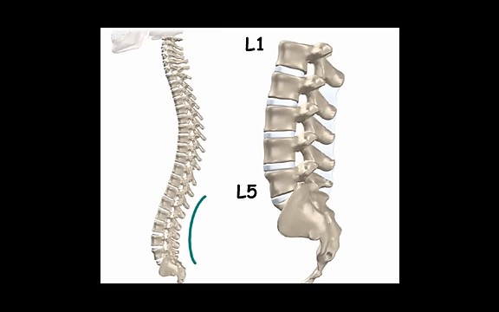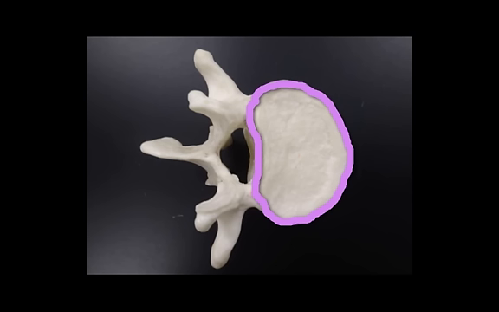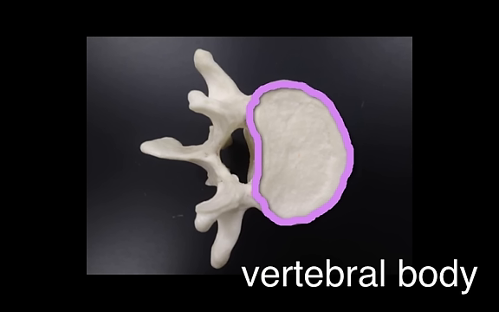There are 5 lumbar vertebrae numbered from L1 through L5. The lumbar vertebrae are the largest, most massive of all the vertebrae. They have oval-shaped bodies that are thicker than the thoracic vertebral bodies. Since no ribs articulate with the lumbar vertebrae, there are no costal or transverse costal facets.